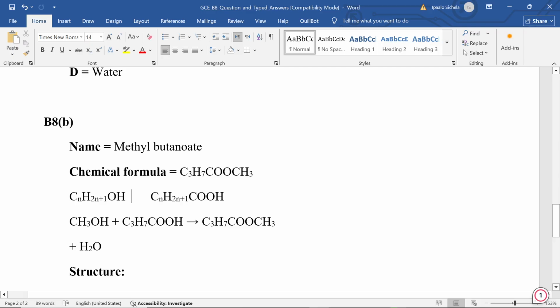But for the carboxylic acid, the functional group has an extra carbon atom, this one here. So we'll say 4 minus 1. So that will be 3. So where there's N, we'll put 3. So C3, then 2 multiplied by 3 will give you 6 plus 1, 7. So C3H7COOH. That's the chemical formula of butanoic acid.